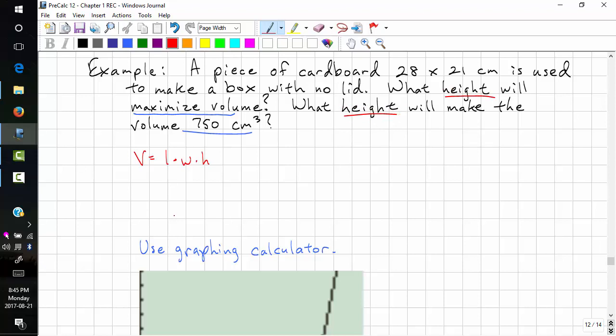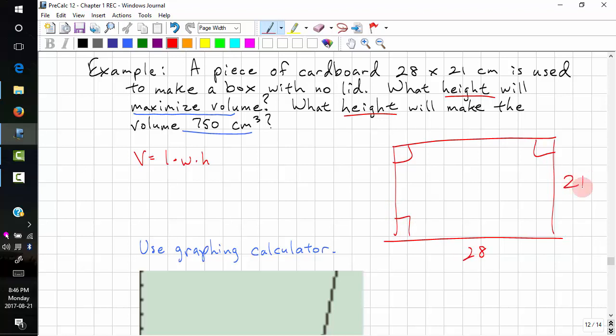So the first thing you want to do is draw a picture, because that will help you figure out your other equations. Our cardboard is 28 centimeters and 21 centimeters. So we're going to cut out corners to make the box. We're cutting off the height. And then we fold the box. So this is our length. This is our width.